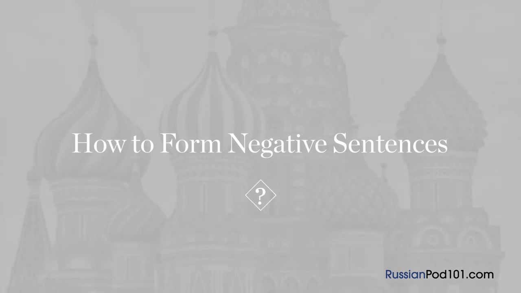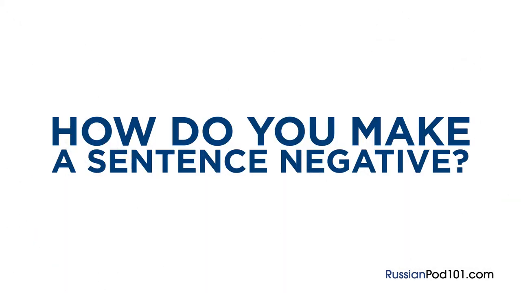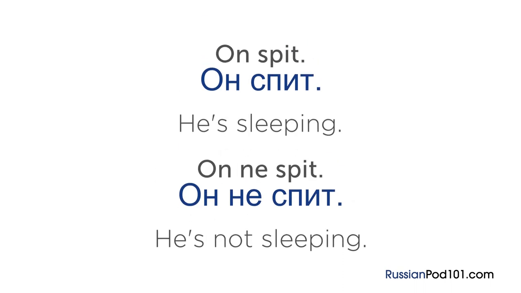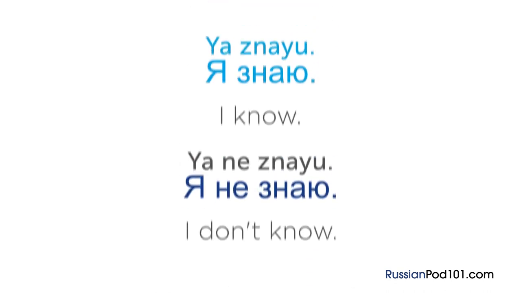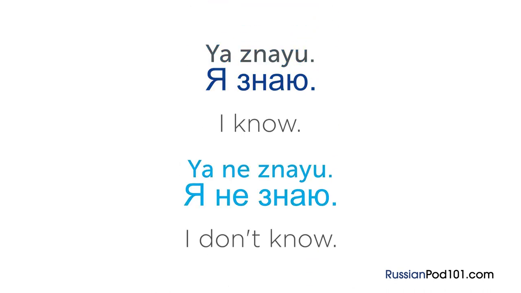Now you know how to create basic sentences in Russian, but how do you make a sentence negative? Negation in Russian is easy. Just add не, meaning no, before the verb. Он спит. Он не спит. Я знаю. Я не знаю.